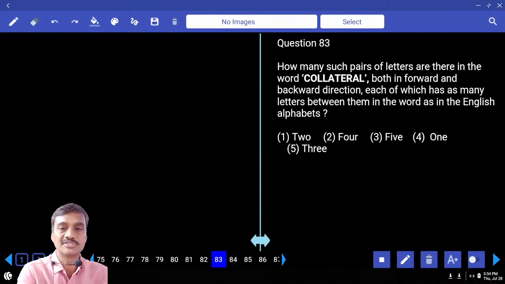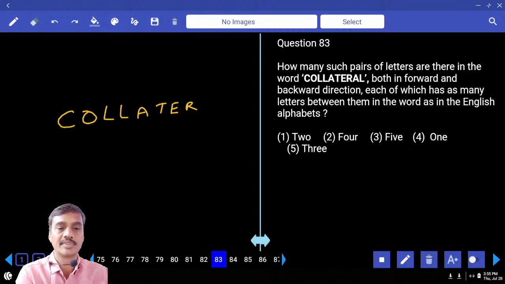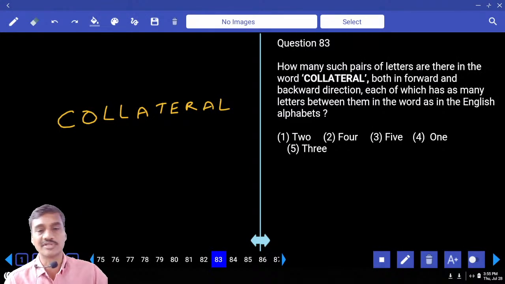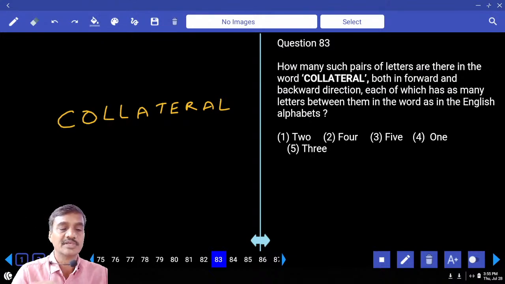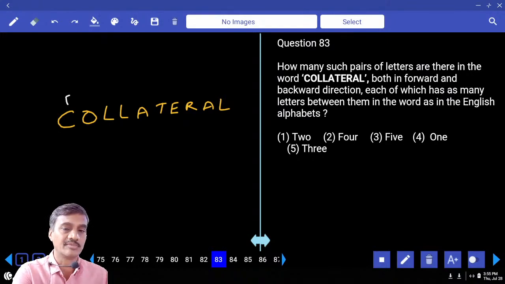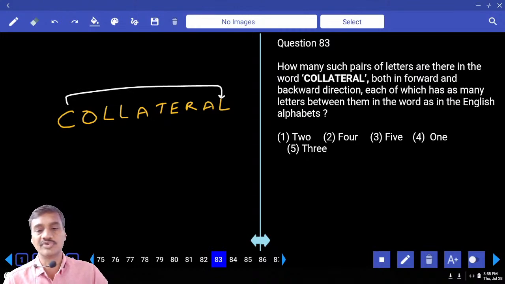Then how many such pairs of letters are there? COLLATERAL, collateral. Now tell me, what is your answer here? How many such pairs of letters are there in the word, both forward as well as backward, each of which has as many letters between them? Starting with C. D, E, F, G, H, I, J, K, L. C and L. మాకు కలుస్తున్నాయి లేదా? And how many we have? There is one such pair as of now.